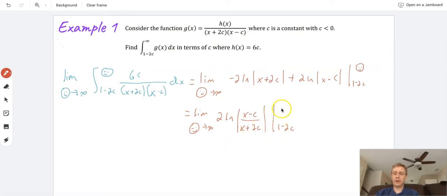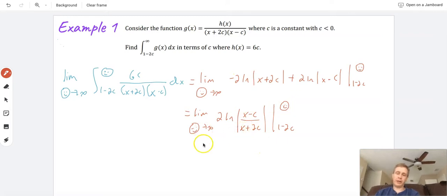And just now write in my limits of integration. And the reason why it's this argument over this argument is because we can think of these two natural logs as this log minus this log with the 2 out in front. And when you have a difference of two logs, we can condense them into one natural log as a quotient of the two arguments, with the first argument being the numerator, and then the second argument of the natural log that we're subtracting as the denominator.